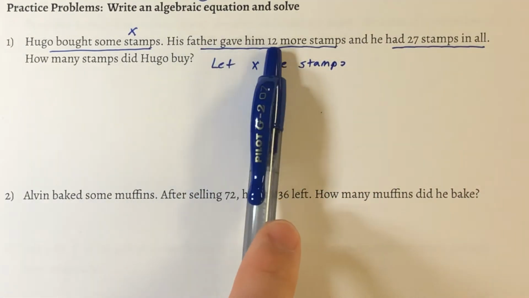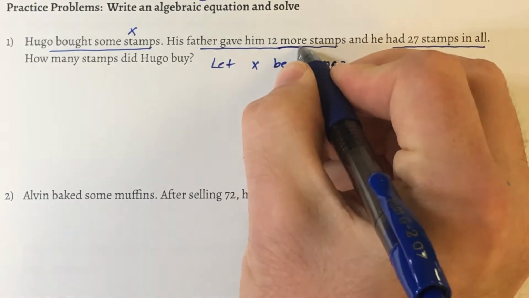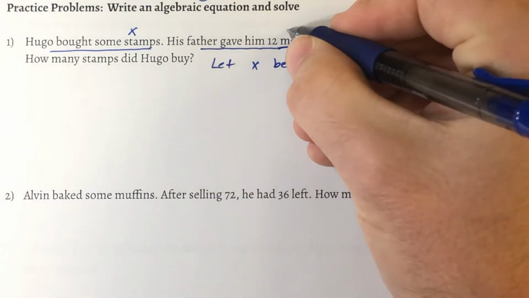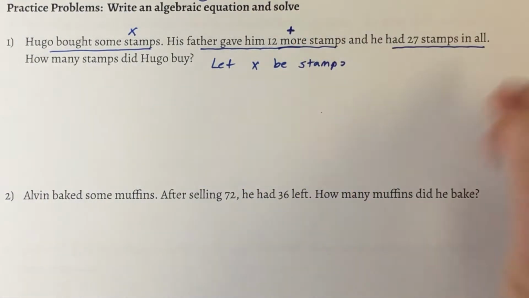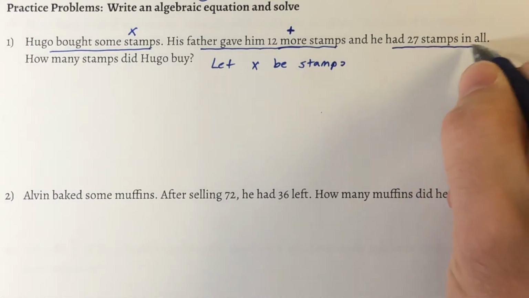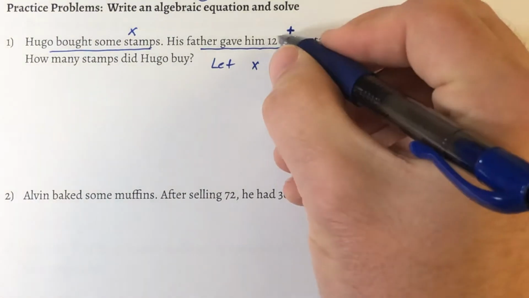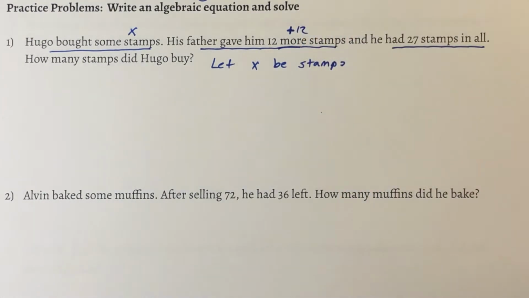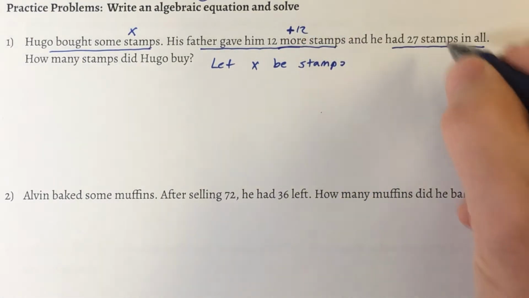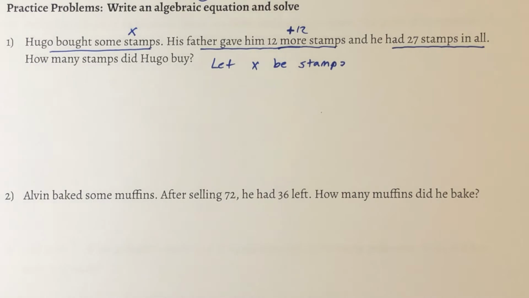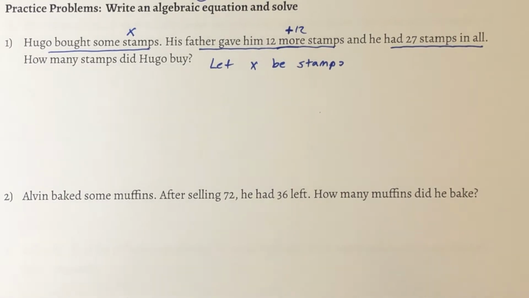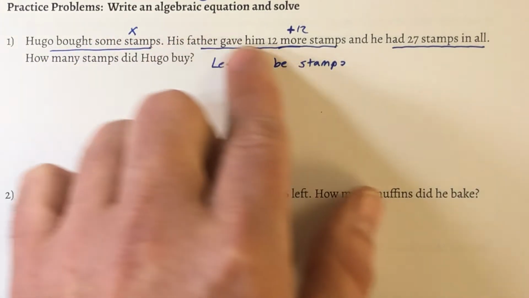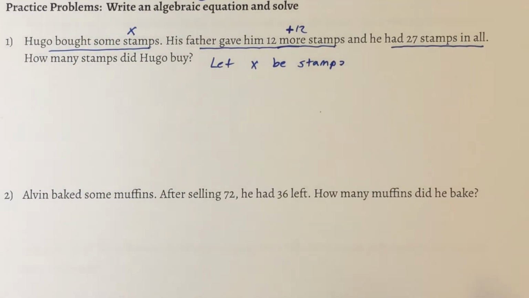All right, his father gave him 12 more. Again, think of your keywords. More means you're going to add. Also, it says he had 27 stamps in all, so it's implying that we're finding a total. How much more? 12. So we're going to be adding 12 somewhere in there, and he's going to end up with 27. So there's a couple different approaches you can take. If it's very straightforward like this, I usually like to summarize a story and then translate it into our equation. So that's what I'm going to do.